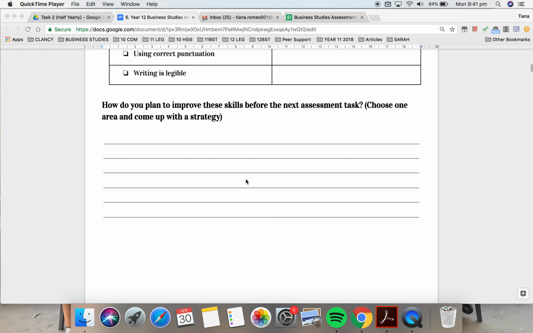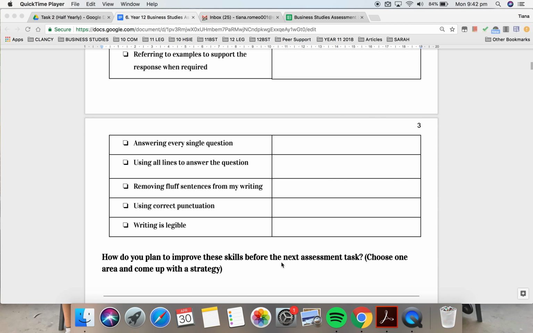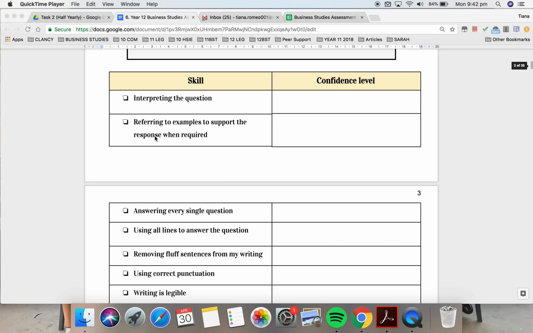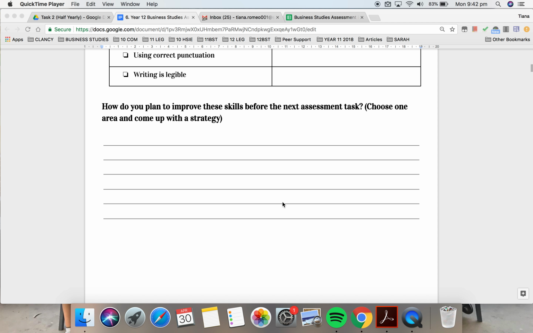Once you've completed that, there is a question for you to respond to at the bottom. How do you plan to improve these skills before the next assessment task? We want you to choose one area. It might be referring to examples to support the response. You might suggest a strategy to improve that before the next assessment task, such as hand in a practice question once a week to the teacher and ensure an example is provided in that answer. Take some time to answer that now.